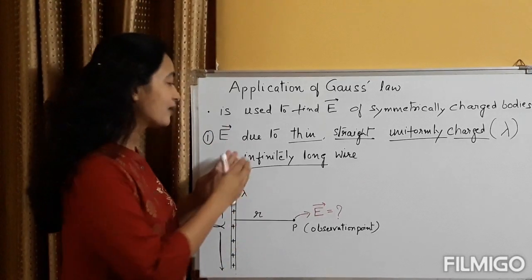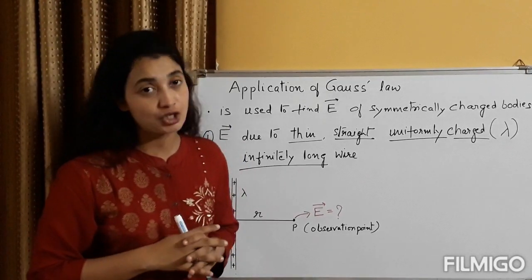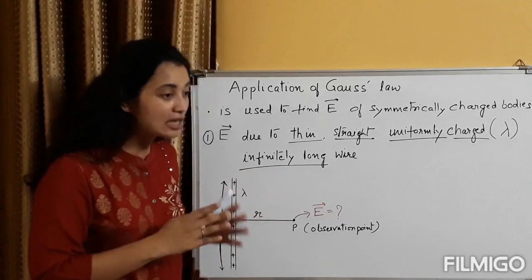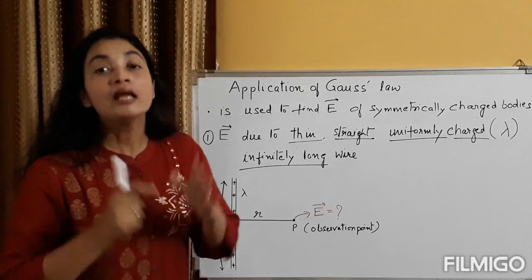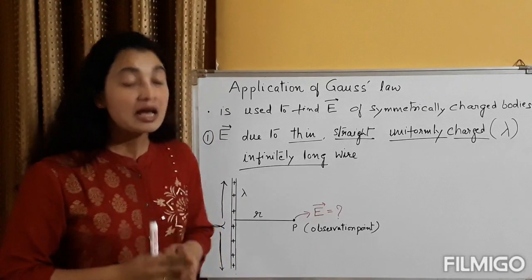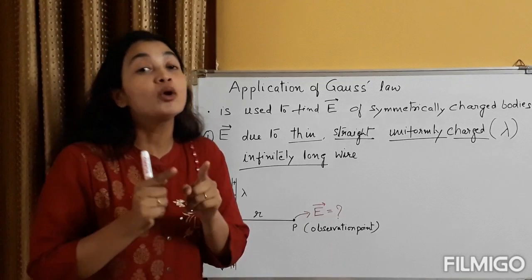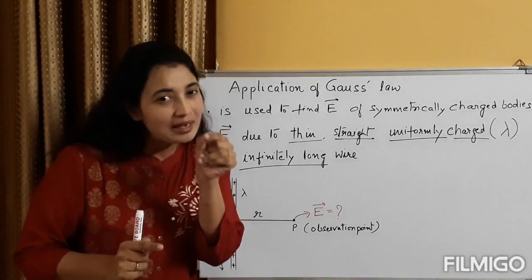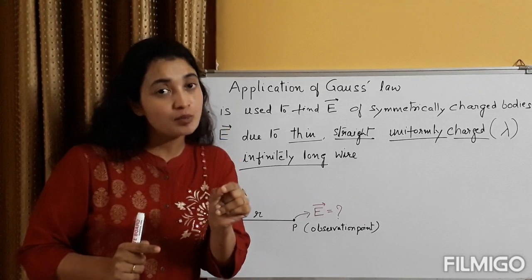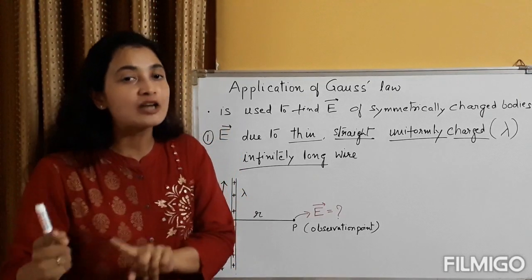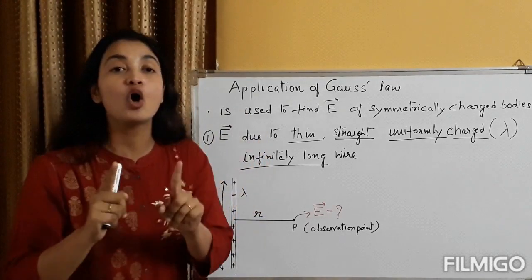Now, whenever we use this word infinite, what do we mean? An infinitely long wire doesn't mean that its length extends from the earth to the moon. Infinitely long wire means a wire whose length is much greater than its own radius. It means it's very thin: the radius is very small and the length is quite large compared to the radius, so you call it an infinitely long wire.